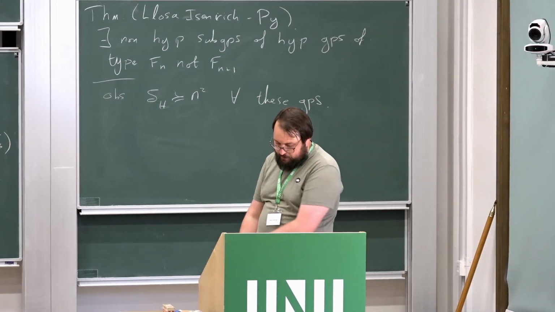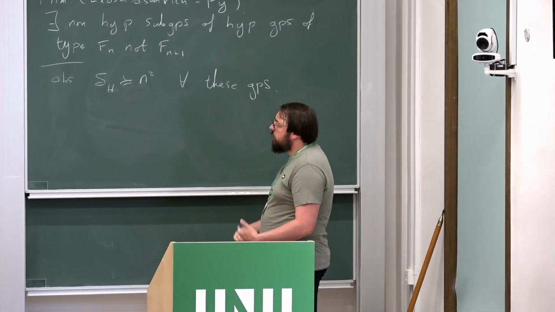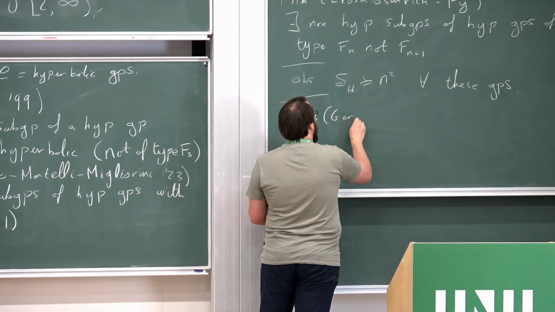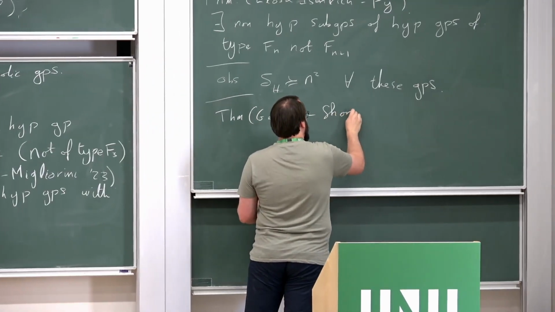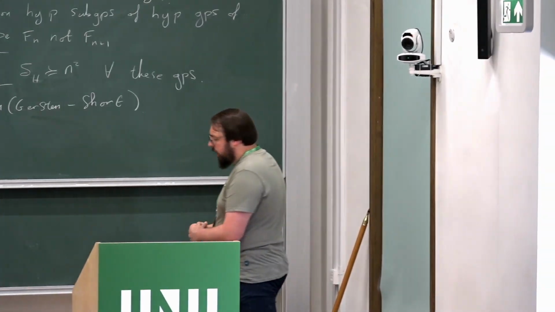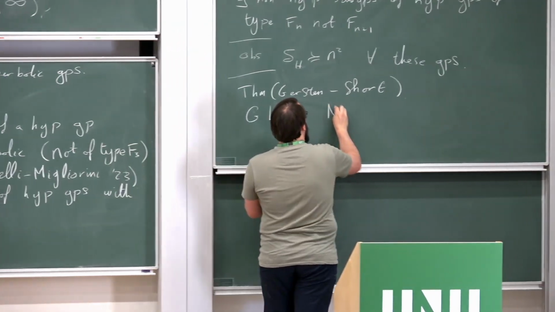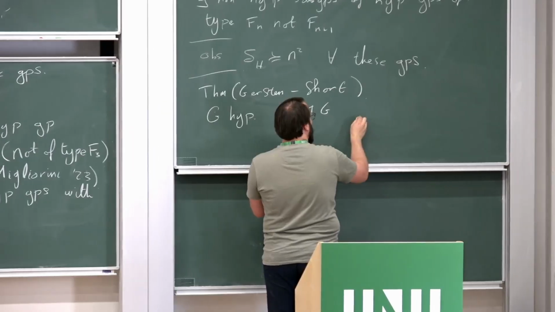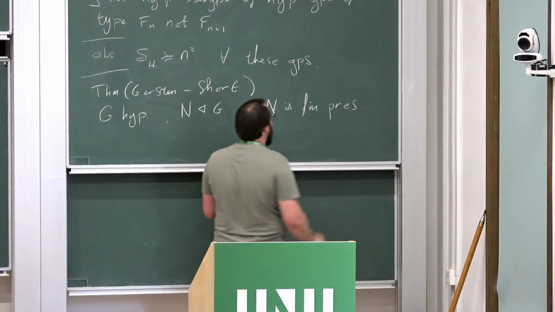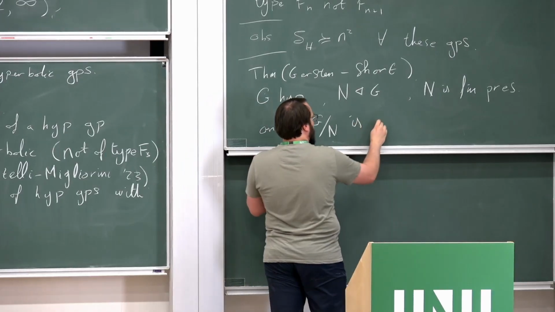Okay, so for upper bounds, there was this old theorem of Gersten and Short, from I think the early 2000s, so very shortly after Noel's group, where they said, suppose you have a hyperbolic group G, and N is a normal subgroup of G, N is finitely presented, and the quotient is free.